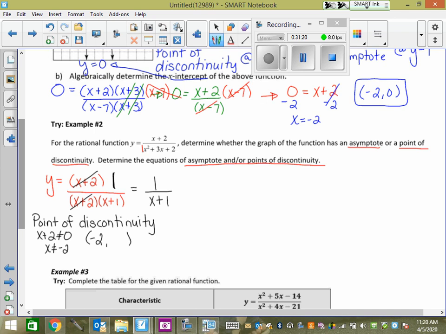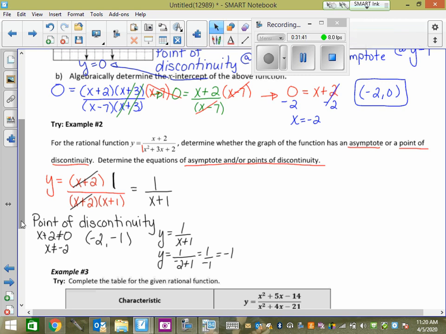How do I find that something? I plug it into my reduced form. So my reduced form is y equals 1 over x plus 1. And now I'm going to plug negative 2 in for x. So 1 over negative 2 plus 1. So it's 1 over negative 1. So it's at negative 1. So I have a point of discontinuity at negative 2 and negative 1.